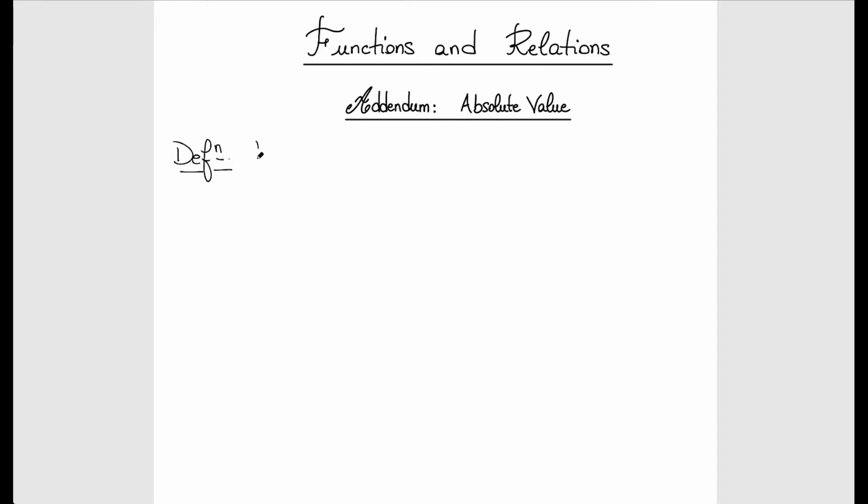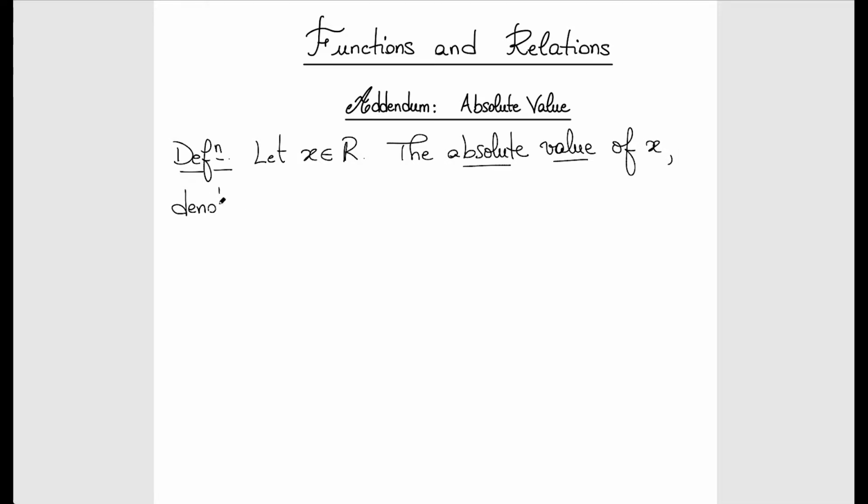So let x be a real number. The absolute value of x, so I'm defining the phrase absolute value of x, denoted by two bars with x sitting in the middle. This is just the symbol that represents the absolute value of x. And what does it mean?